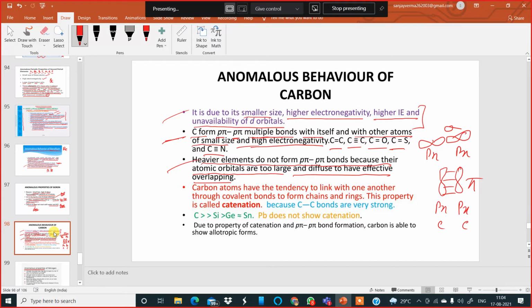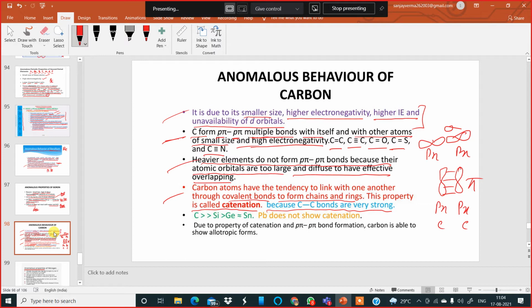Next one is that carbon atoms have the tendency to link with one another through covalent bonds to form chains and rings. This property we have already learned in class 10. It is called catenation. It can form chains, it can form rings. That's why we have plenty of alicyclic compounds, aromatic compounds, non-aromatic compounds, because carbon-carbon bonds are very, very strong because of this property of catenation.